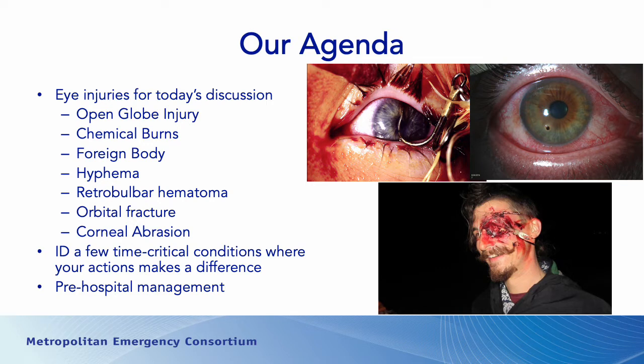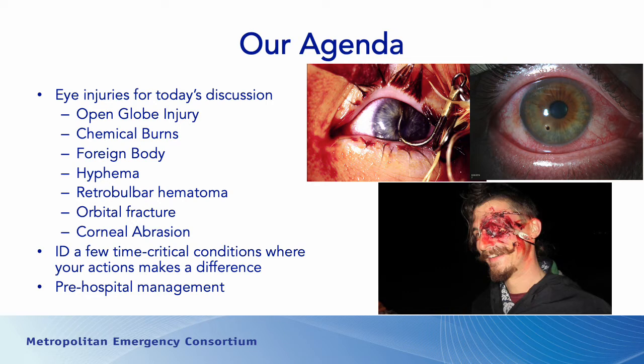So the injuries we're going to talk about are open globe injuries. We'll talk some about chemical injuries. We'll talk about foreign bodies of the eye. We'll talk about hyphema, which is blood in the anterior chamber of the eye. We'll talk about fractures of the orbit, particularly the infraorbital area or blowout fractures, and a little bit about corneal abrasions, which are a common reason for patients to present to the ED with eye complaints. And as part of the conversation, we'll talk about hospital management or pre-hospital management for EMS providers to give patients.